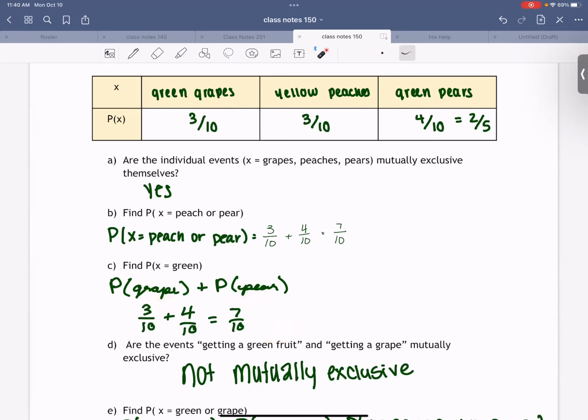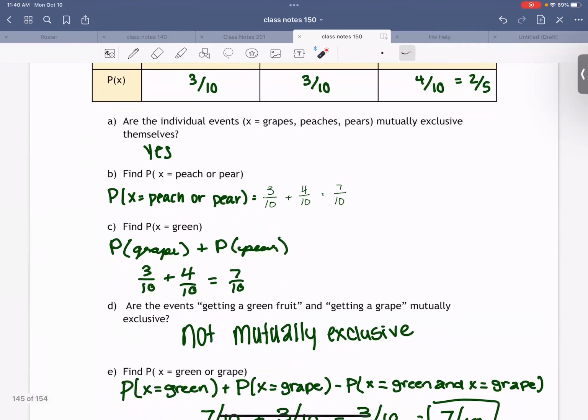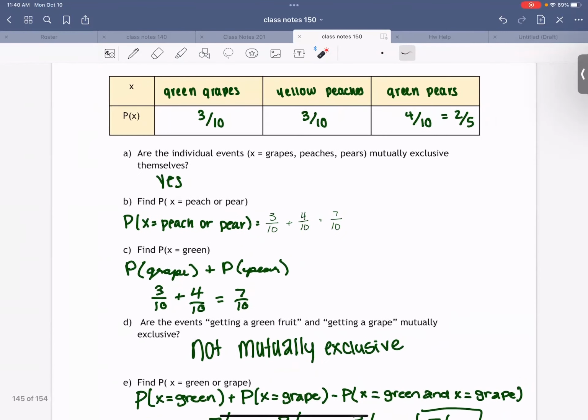Perfect job. Any questions on part C? All right, moving on to part D. Now I wanted to find the probability of maybe getting a green fruit or getting a grape. And this one was asking us, are these 2 events mutually exclusive? Forget who wrote this one. Was that Maya? Do you want to explain why you said not mutually exclusive here?